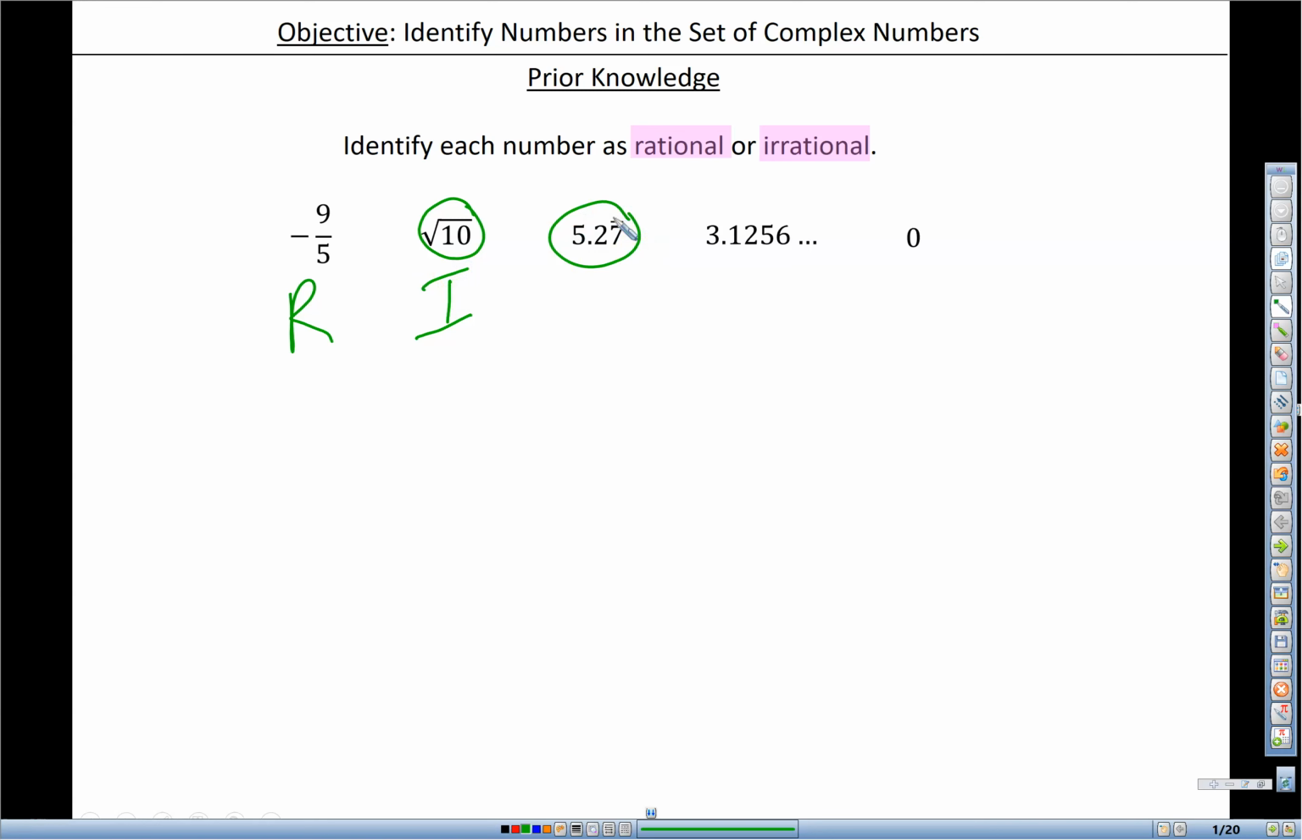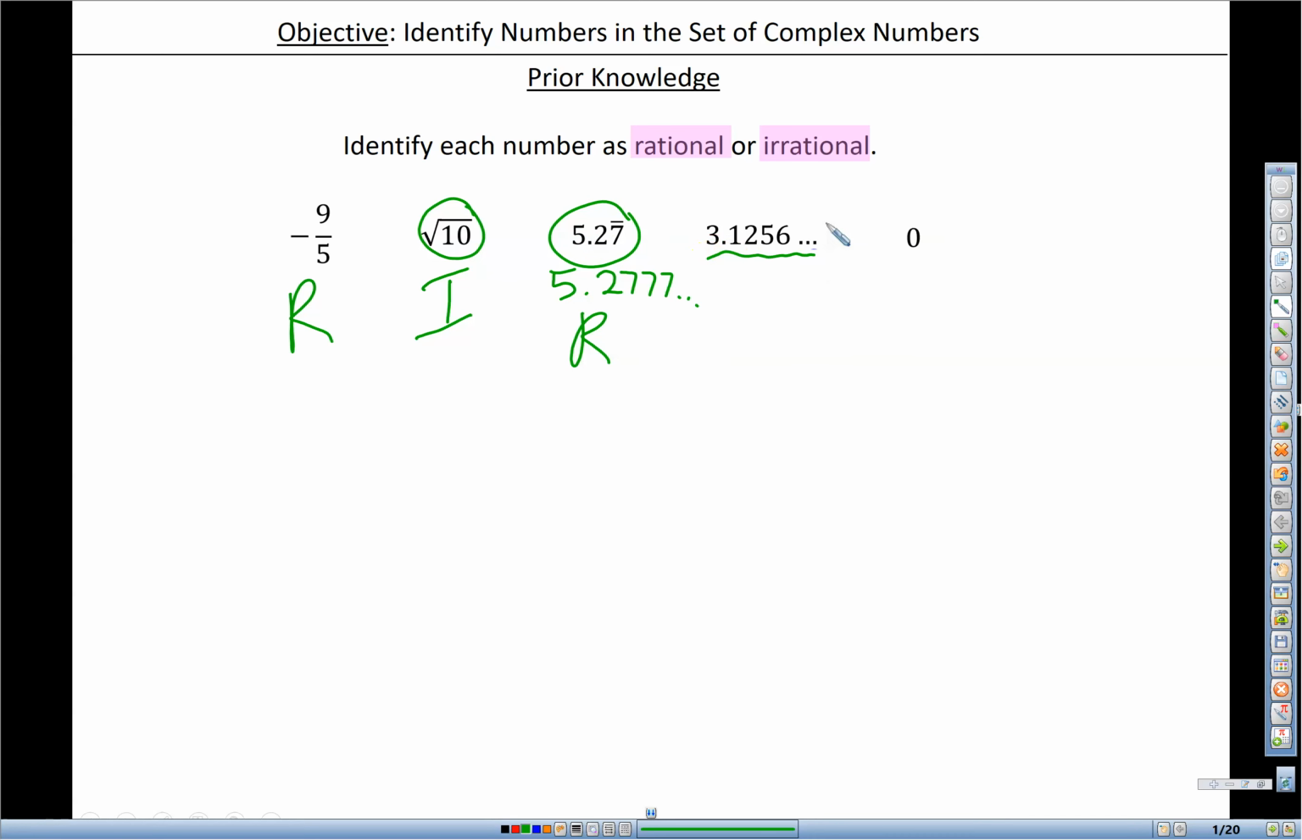Here we have a repeating fraction. We know that the bar over the 7 means that the 7 keeps going forever. All repeating fractions can be written as fractions, similar to the negative 9/5. So that makes them all rational numbers. You may or may not know what the repeating decimal is equal to as a fraction, but you do need to know that it can be written as a fraction, making it a rational number.